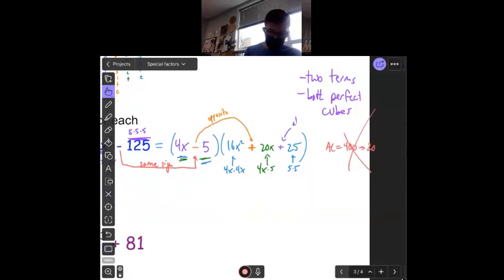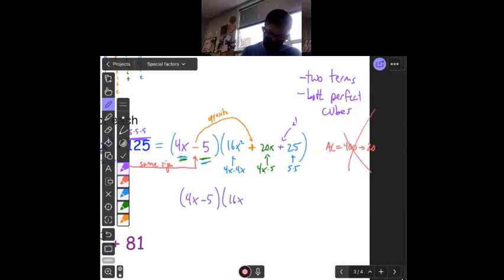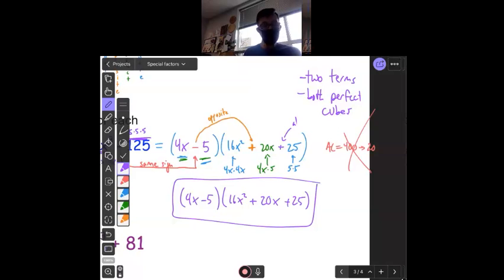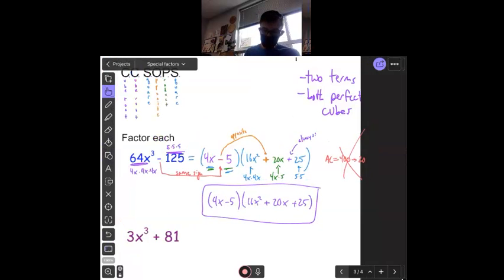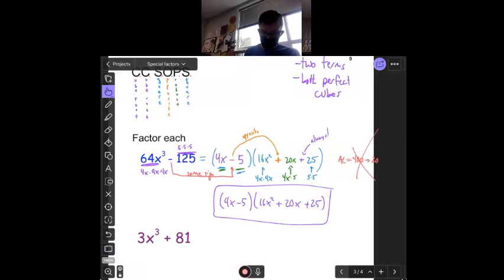I'm going to clean this up just because there's so much going on here. So it's 4x minus 5 times 16x squared plus 20x plus 20. If we multiply that back together, it will get us where we started, okay? Again, we can quickly check that. Again, we're not going to check the whole thing. That would take forever, okay?